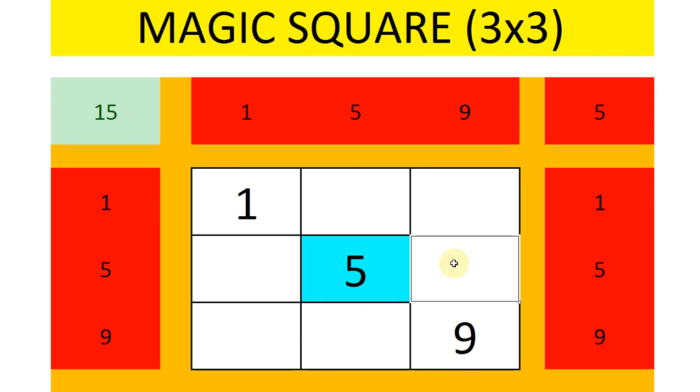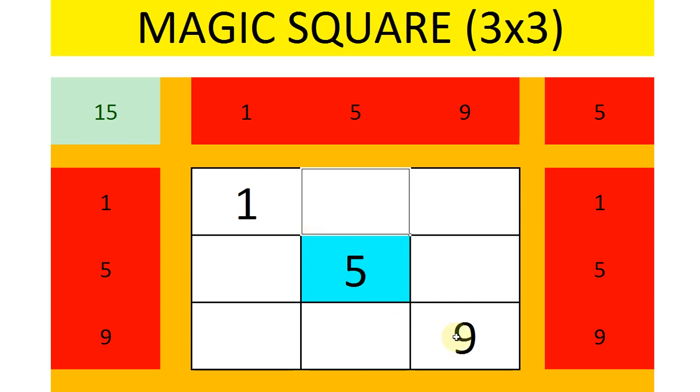So the numbers 6, 7 and 8 can only go in these two squares over here, the one below 1 and the one above 5. But that means we've got 3 numbers and we've only got 2 squares, which is impossible. So that won't work. So therefore, we conclude that 1 cannot go in a corner.